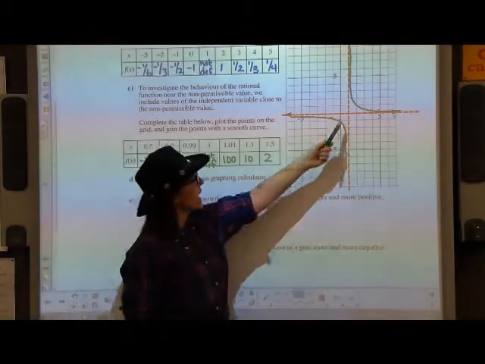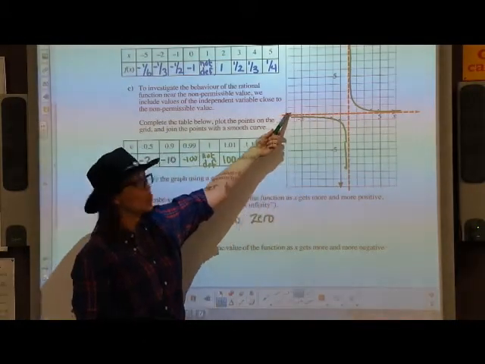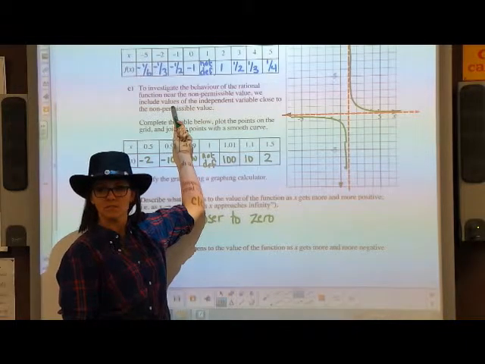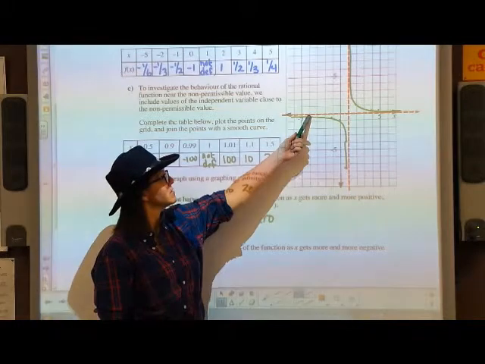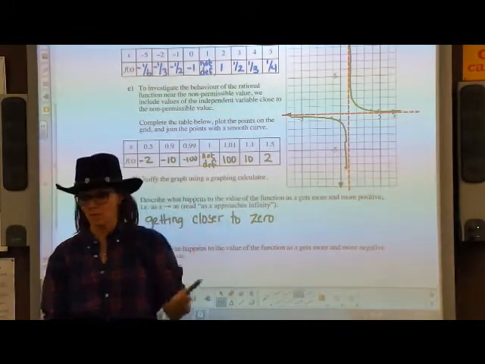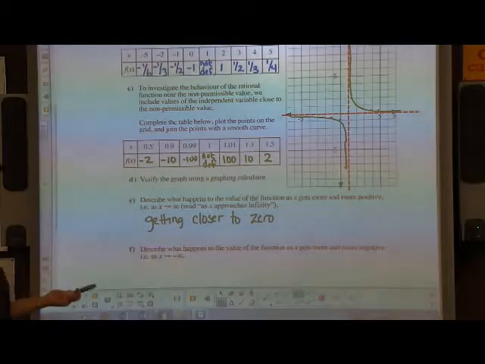As I get more negative, as my x values get more negative, what happens to the graph? What happens to the value of the function? So what is this line approaching? 0 as well. So it's also getting closer to 0.